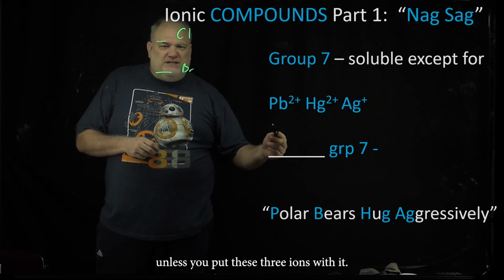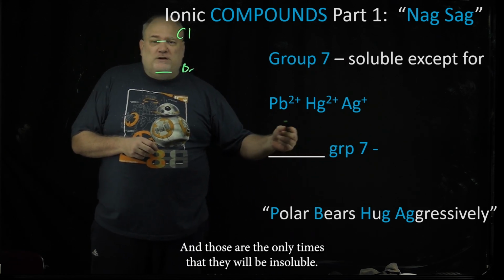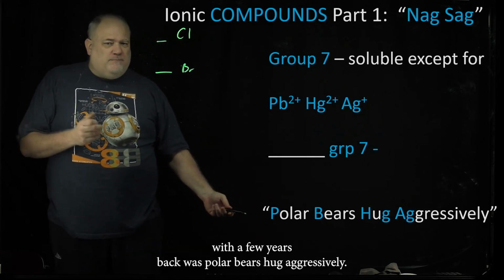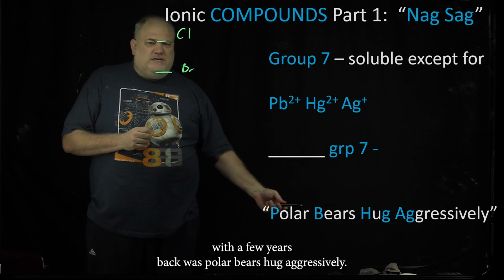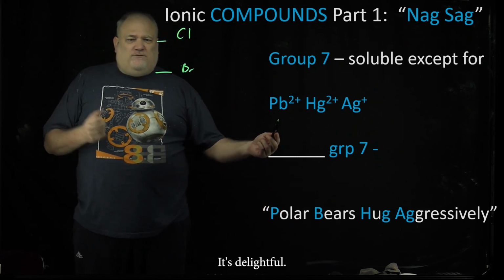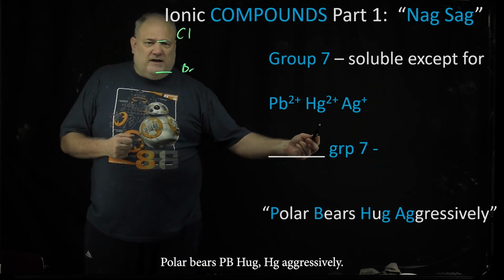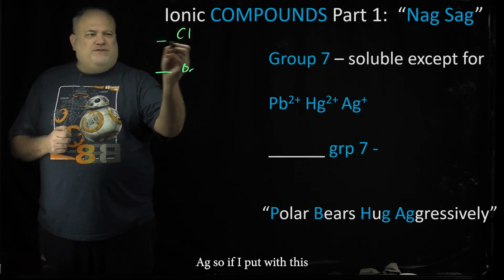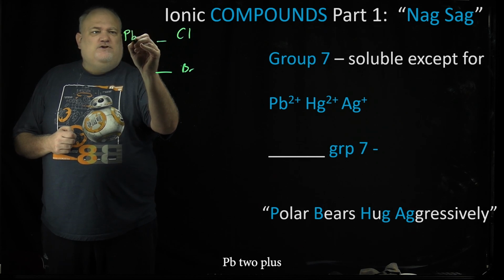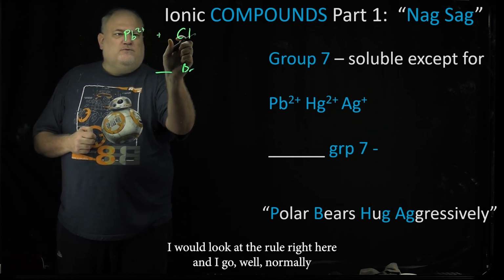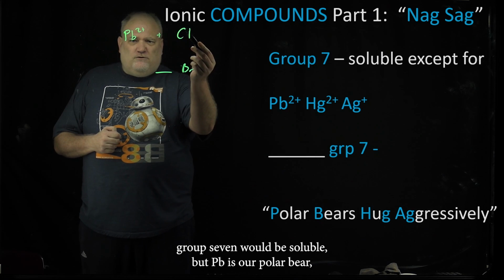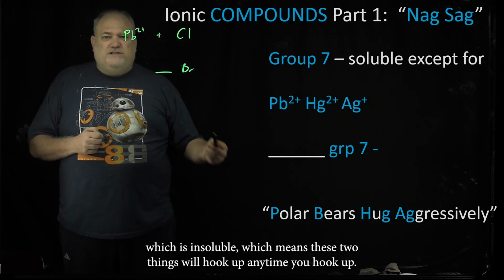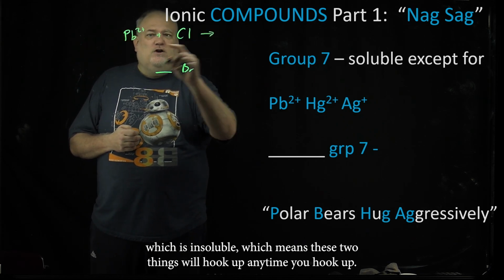Unless you put these 3 ions with it, and those are the only times that they will be insoluble. And the acronym I've come up with, actually a student came up with a few years back, was polar bears hug aggressively. It's delightful. Polar bears, PB, hug, HG, aggressively, AG. So if I put with this Pb2+, I would look at the rule right here and I go, well, normally group 7 would be soluble. But Pb is our polar bear, which is insoluble, which means these 2 things will hook up.